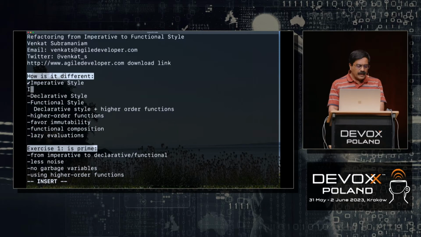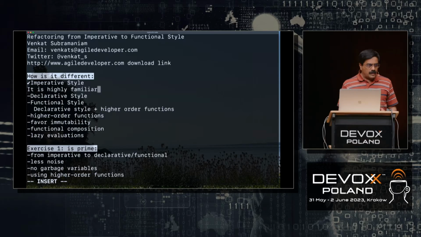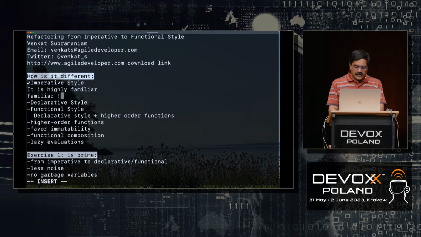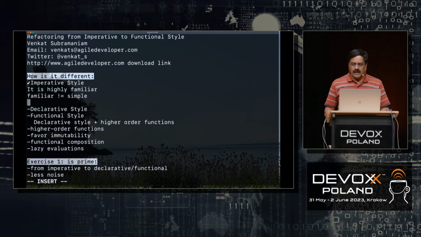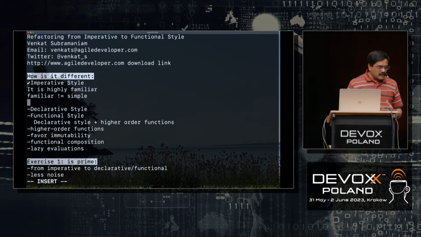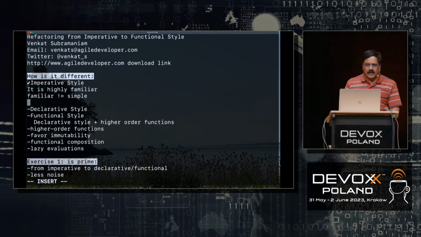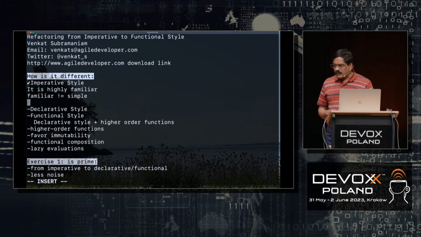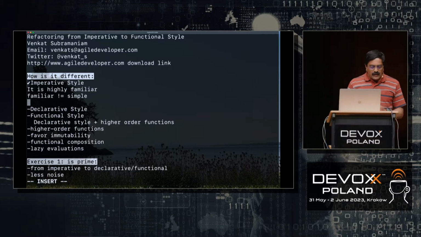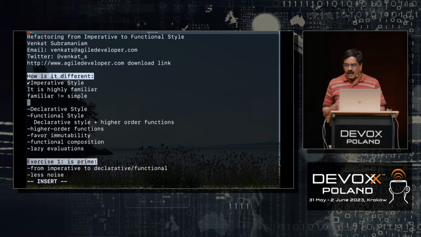The first one is, it is highly familiar. We all have done this over and over and over. But what's really important for us to keep in mind is that familiar is not really simple. We often mistake the two. We sometimes get confused with the words. And familiar, sometimes we say, oh, that's a simple code. No, it's not a simple code. It's a familiar code. We have to be really careful about it. So familiar is not necessarily simple, not always.